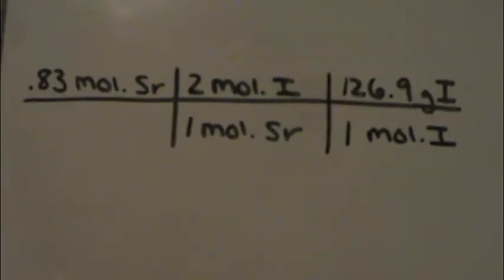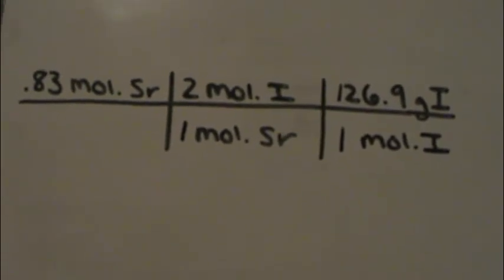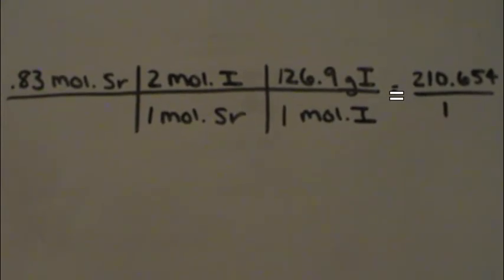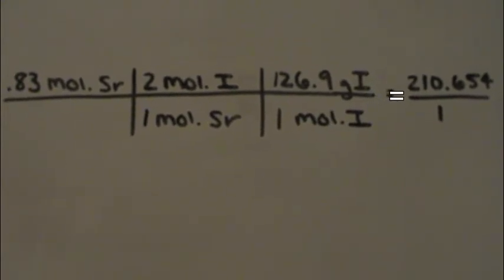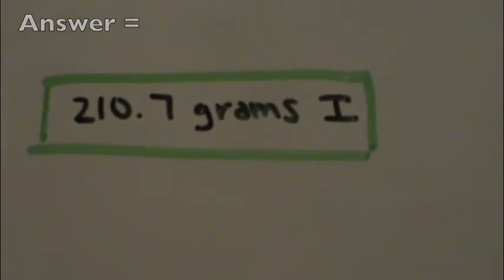Now that my chart is finished, I can multiply across the top and across the bottom and divide them. When you multiply across the equation, you end up getting 210.654 over 1, which means the answer to this equation is 210.7 grams of iodide.